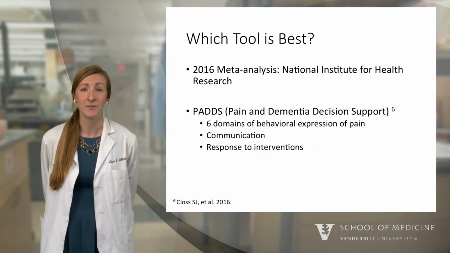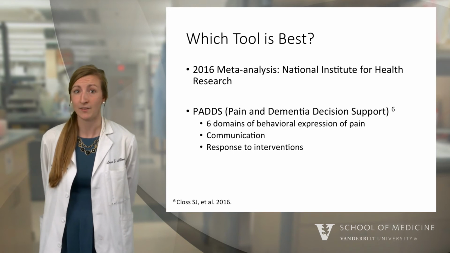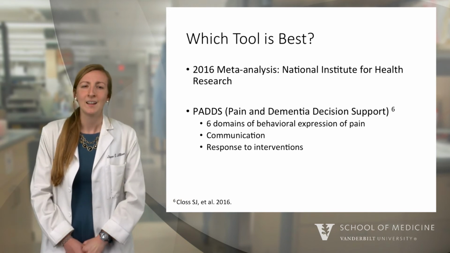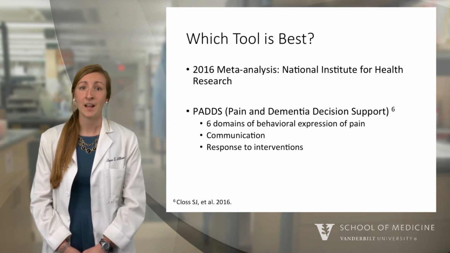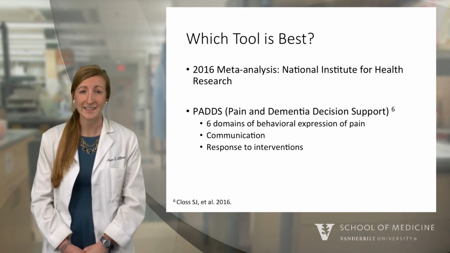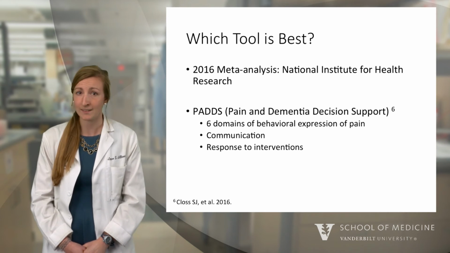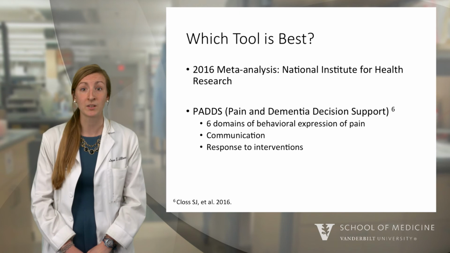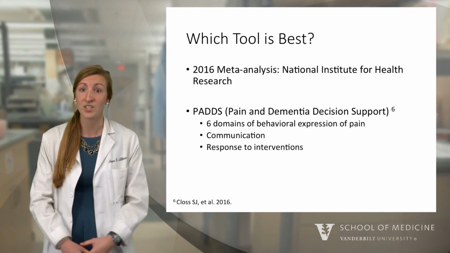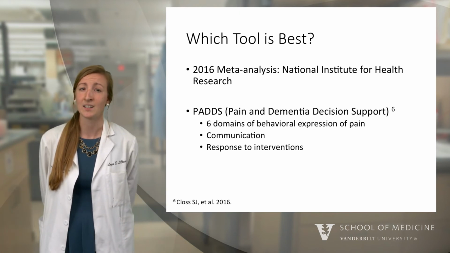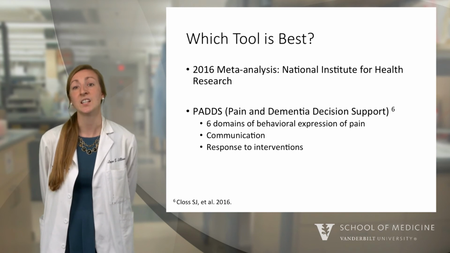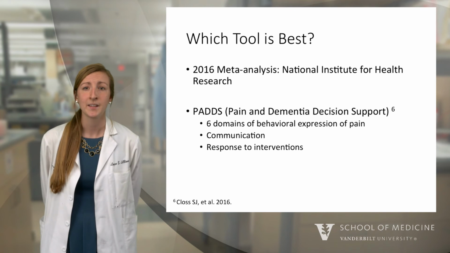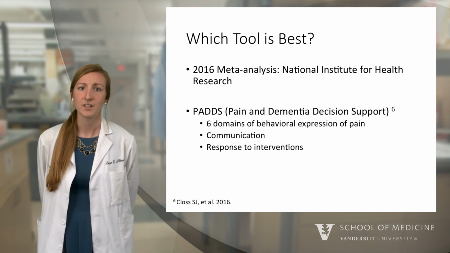Having such a large number of validated tools with similar methods of pain evaluation leaves us with the question: which tool should we use? In 2016, a meta-analysis pooled data from 8 systematic reviews and compared 28 of the existing tools. This analysis concluded that no single observational pain scale was clearly superior to any other when evaluating pain in adults with dementia. This review put forth the recommendation for a new approach called PADS, Pain and Dementia Decision Support.